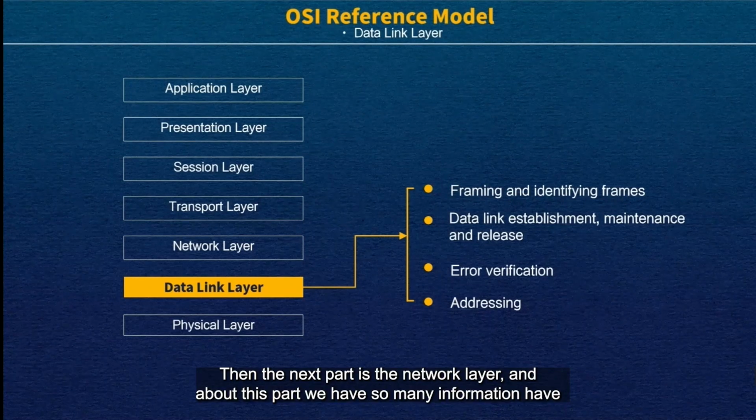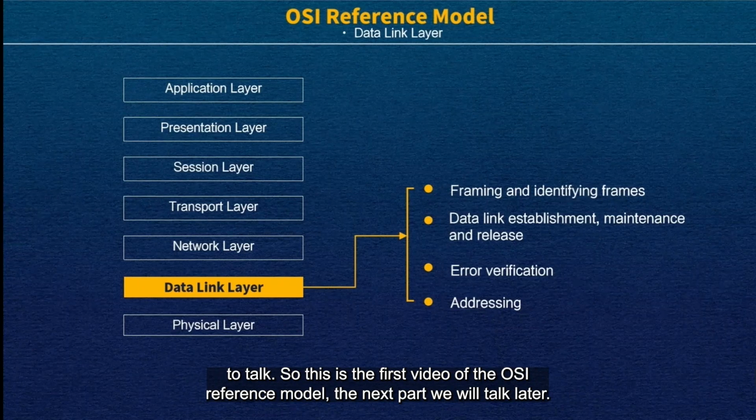Then the next part is the network layer. And about this part, we have so much information to talk about. So this is the first video of the OSI reference model. The next part we will talk about later.